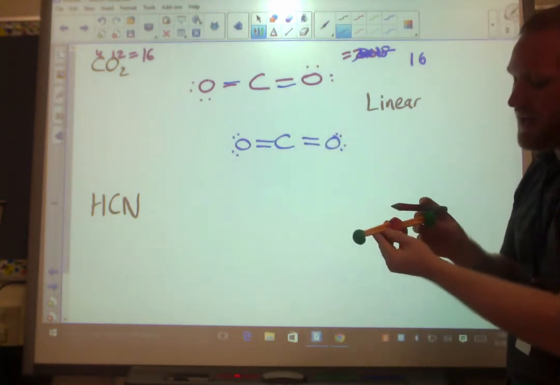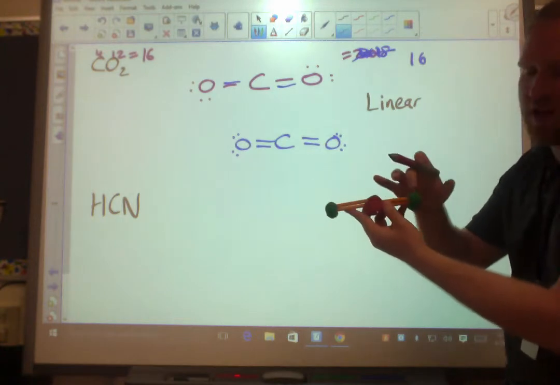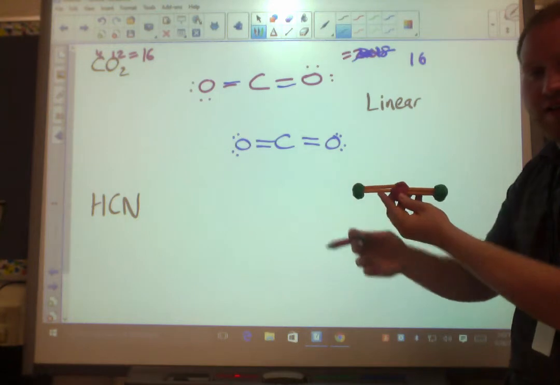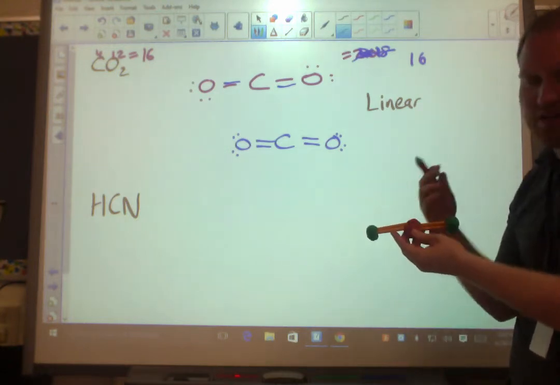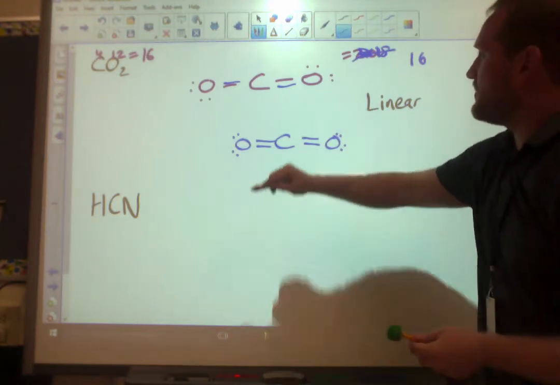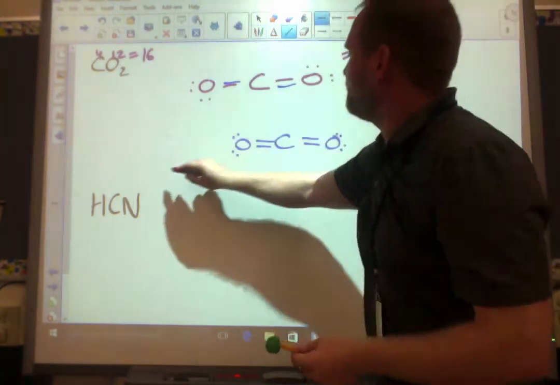Okay? And again, imagine these are like 2 kids on the playground trying to pull at this ball in the middle. They're pulling with the same strength in opposite directions. It's not going to go anywhere. That tells you that the polarity is perfectly symmetrical. Okay? Let's do this example here with HCN.